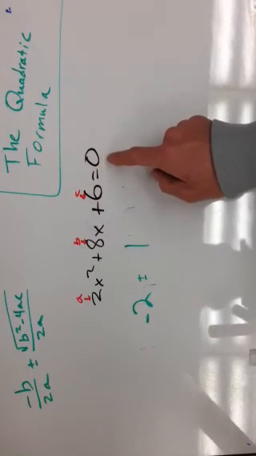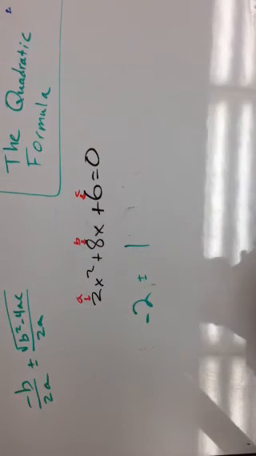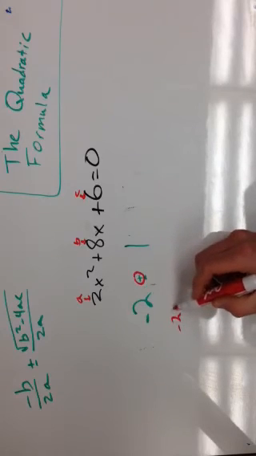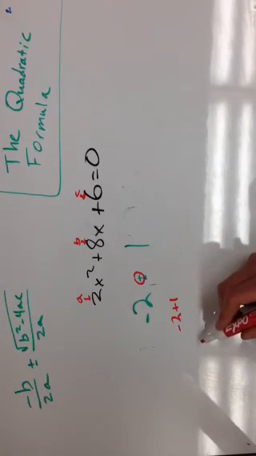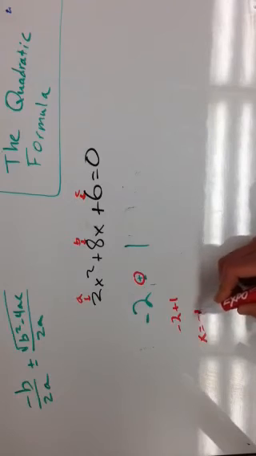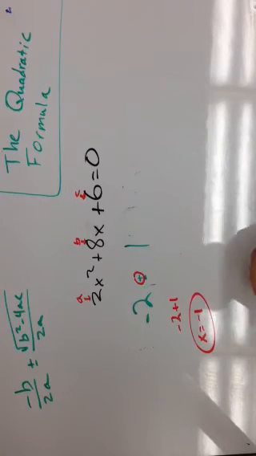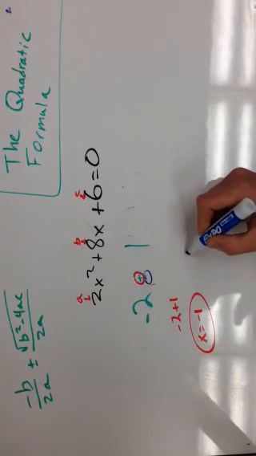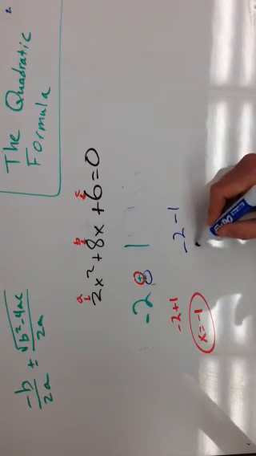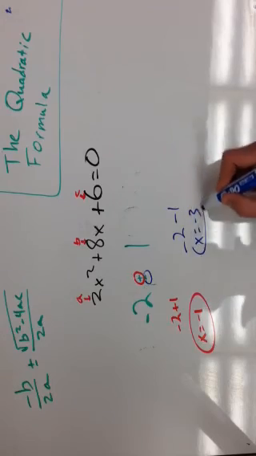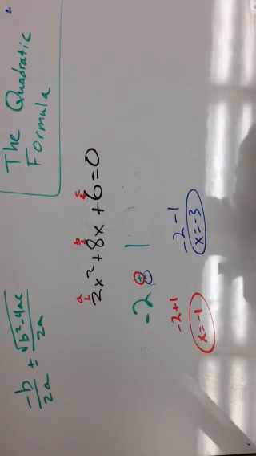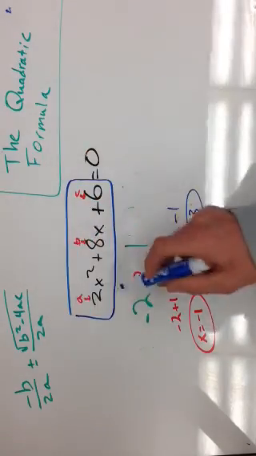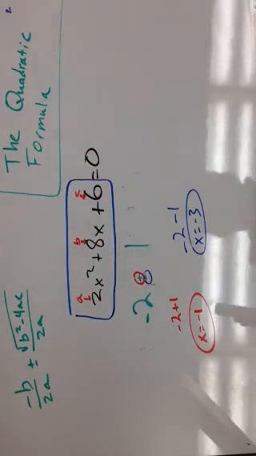So after all that work, we have this kind of simple looking thing. The two solutions to this problem are these. Here's the first one, negative 2 plus 1. So one of our solutions is negative 1. Our second solution is negative 2 minus 1. So x equals negative 3. Try graphing this equation, y equals that, and you'll find that those are your two x-intercepts.